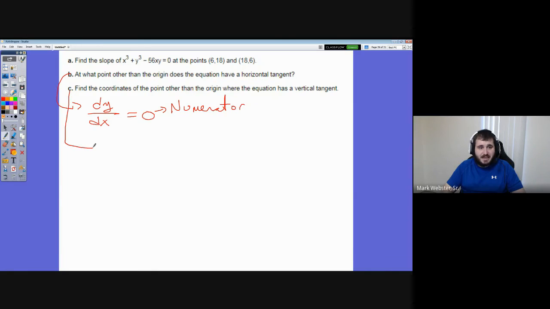But for part C, find the coordinates of the point other than the origin where the equation has a vertical tangent. That's where, for dy/dx, the denominator equals 0. And then here, at that point, all you're going to do is solve for x and y, right? Solve for x and y and get that final answer.